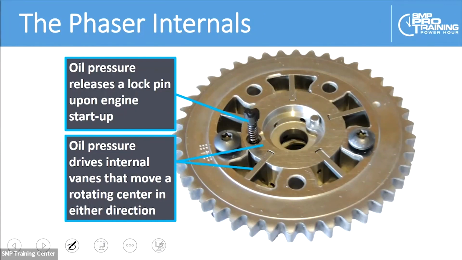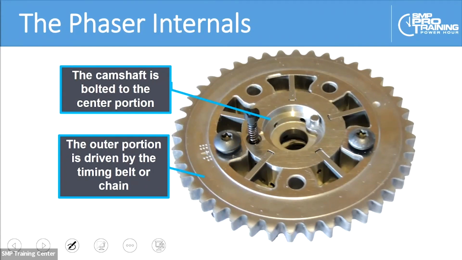And so the oil pressure will drive the internal vanes. You can see these vanes, they reside in these chambers. And so depending on which side of those vanes we apply oil pressure, we're going to drive those vanes in one direction or the other. Now, the camshaft is bolted to the center portion, and that center portion is movable. And so of course, the outer portion being driven by the timing chain or the belt, we're going to change the relationship of the camshaft, again, which is bolted to that center portion, in relation to that outer gear.